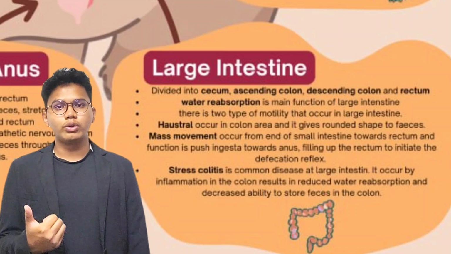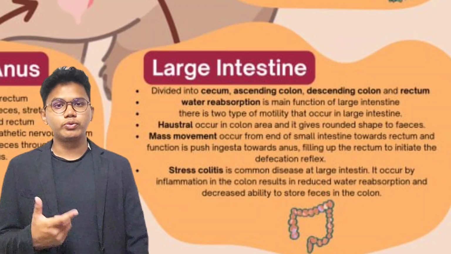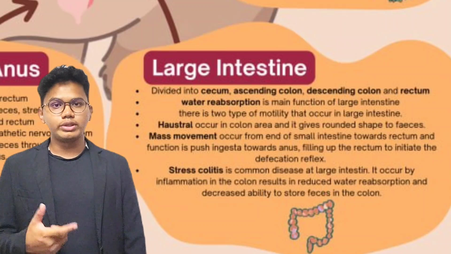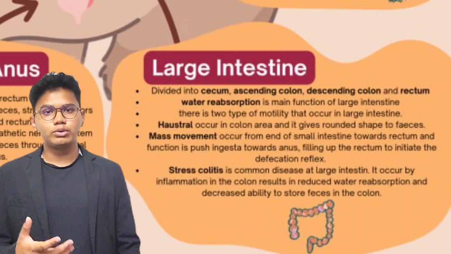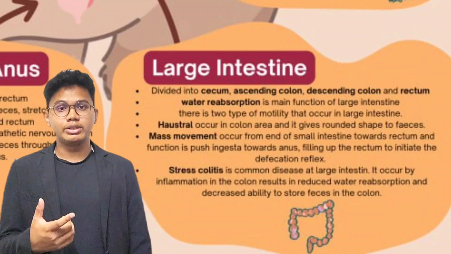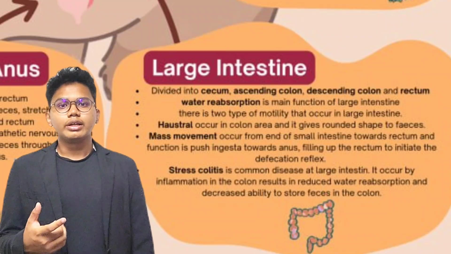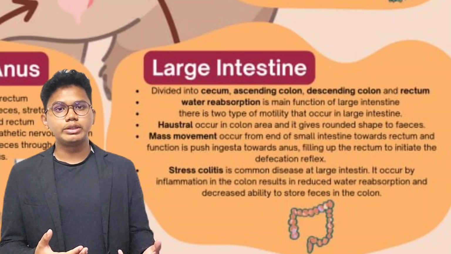The first one is haustral. It occurs in the colon area and leaves a rounded shape in the feces. The second one is mass movement, which occurs from the end of the small intestine to the rectum, and its function is to push feces towards the anus, filling up the rectum to initiate the defecation reflex. And the main disease that occurs in the large intestine is colitis. It is caused by inflammation in the colon, resulting in reduced water reabsorption and decreased ability to store feces in the colon.